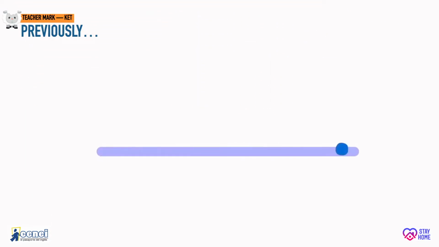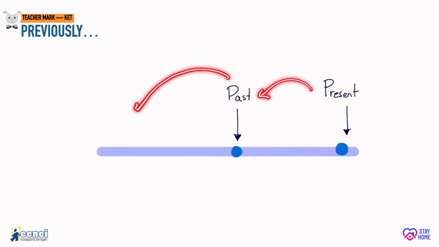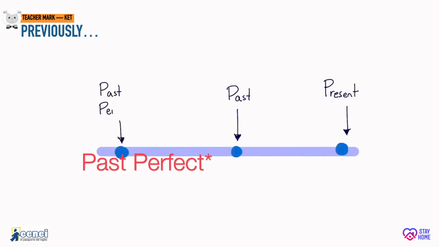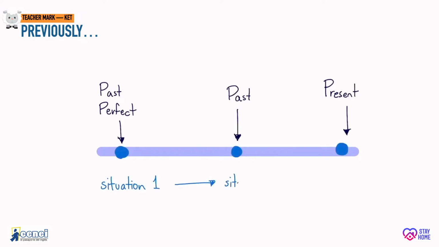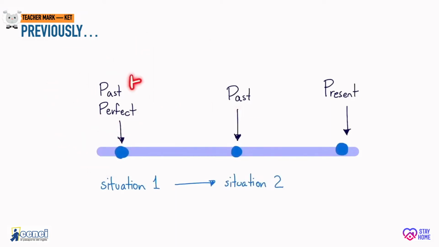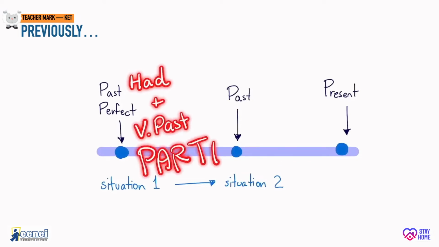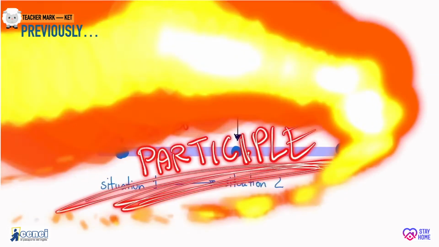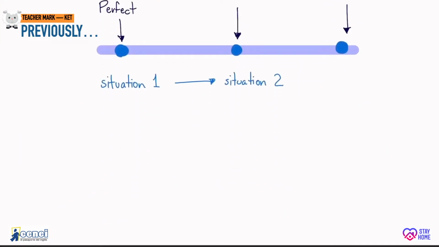Let's imagine this is a timeline. Here we have the present, which is today. Before the present, we normally use the simple past. So the past of the past is our tense, the past perfect. It's a situation before another situation happened. That is the past perfect. And it is formed, remember, by had or hadn't, and very important, the past participle, guys, the past participle.